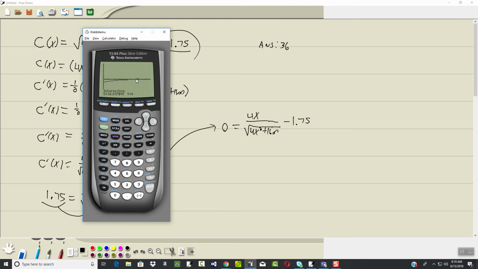Now, if it hadn't crossed on my screen, I would have to change my window settings some more. It would say error, no sign change, I believe. Now, to set your calculator back, you do zoom and then number 6. And that sets you back to your standard viewing window.